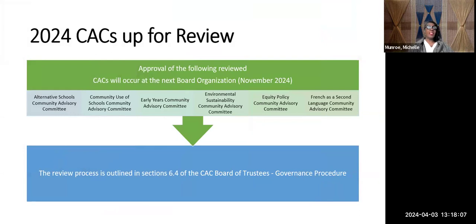So what CACs are up for review this year? These are the community advisory committees that were approved for review: alternative schools, the community use of schools, early years, environmental, equity, and French as a second language. The review process I identified before, and you have the opportunity to look at the governance procedure and take a look at the process again as it relates to what that will entail.